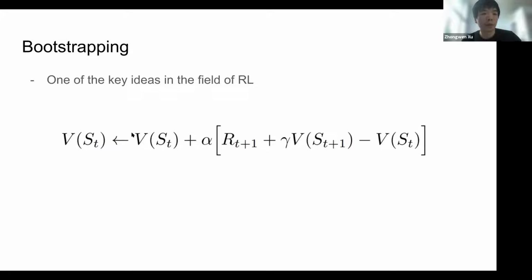So the next one is the concept of bootstrapping. Arguably, this is one of the key ideas in the field of reinforcement learning. It comes from TD learning. Why is it called bootstrapping? Because the whole iteration of the value function starts from a random estimation of the values for all of the states, and then gradually it uses this equation to iterate and attain the optimal value function.